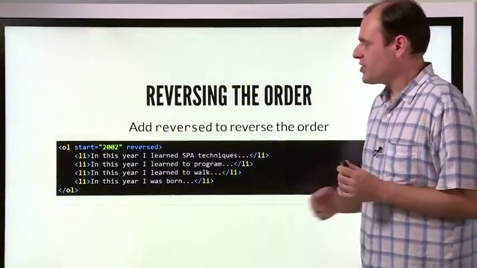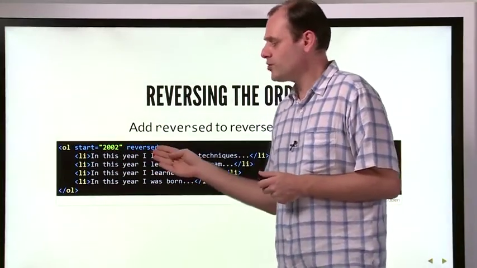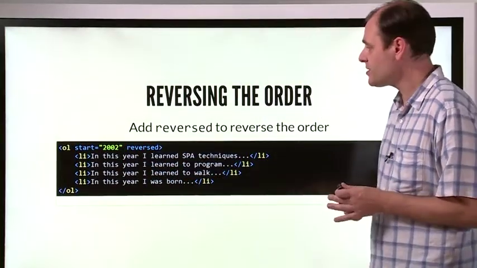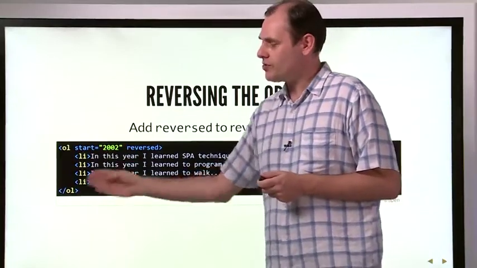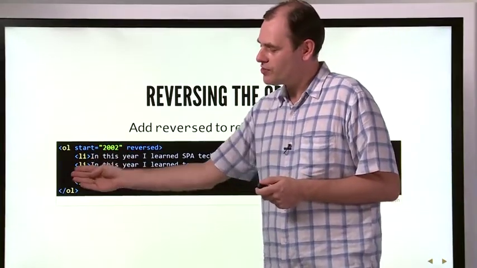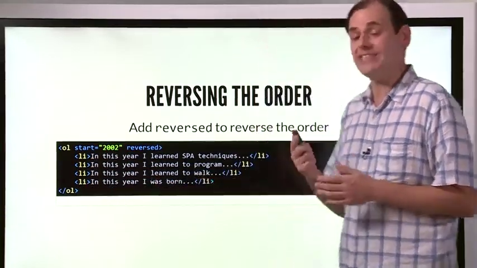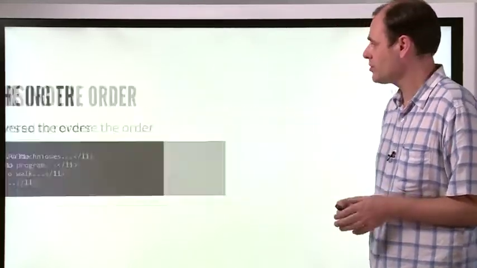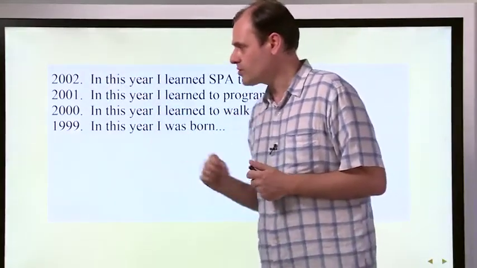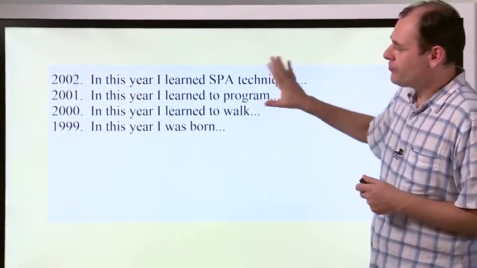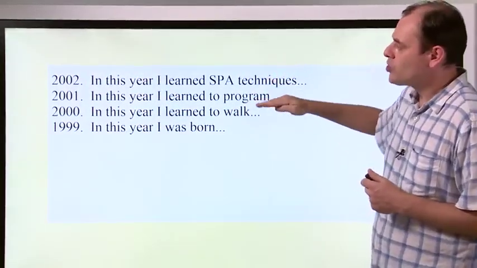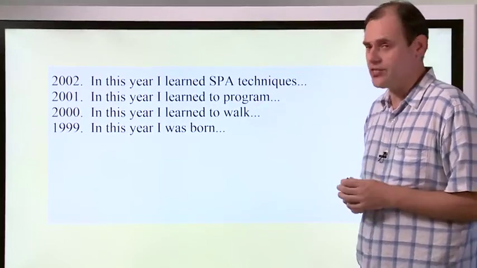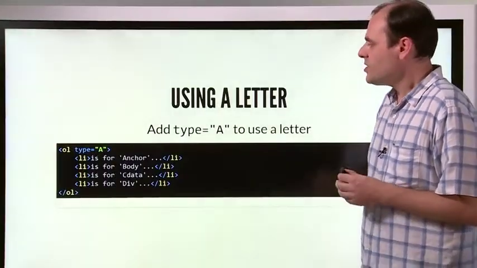So we can fix the start number, and also we can do other things, like we could reverse the list so that it goes backwards. So it's 2002, 2001, 2000, and it goes down. It begins counting down because I added the word reversed. So here it's counting down because of the word reversed. I also, for this particular example, I also swapped the order of those list items. So what else could you do?